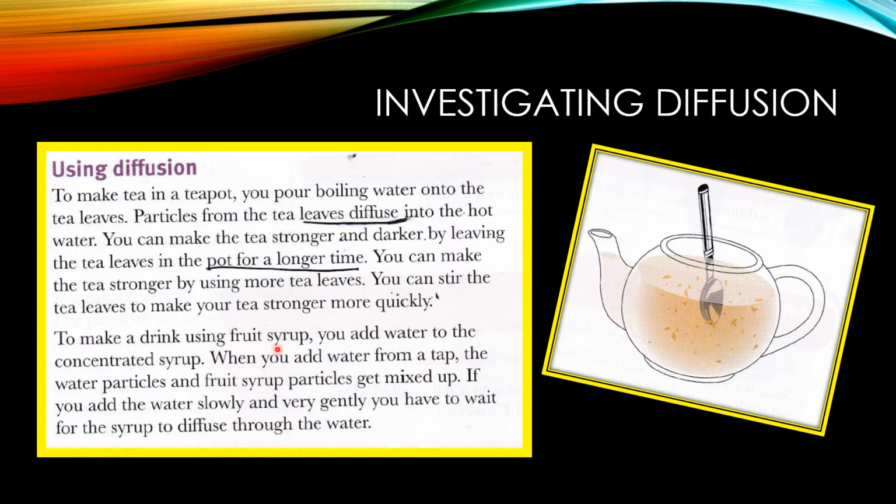To make a drink using fruit syrup, you add water to a concentrated syrup. When you add water from a tap, the water particles and fruit syrup particles get mixed up. If you add the water slowly and very gently, you have to wait for the syrup to diffuse through the water.